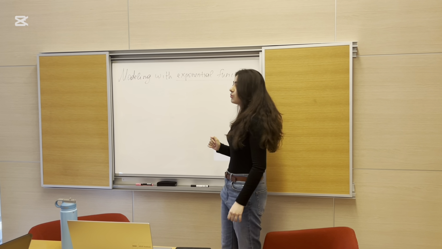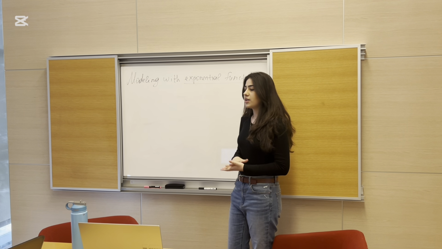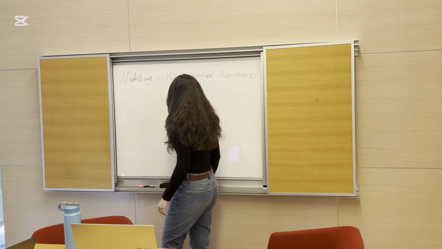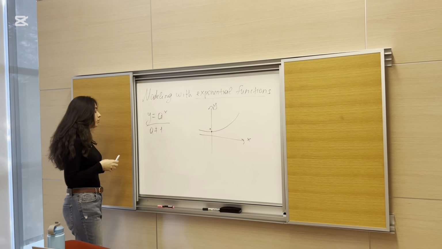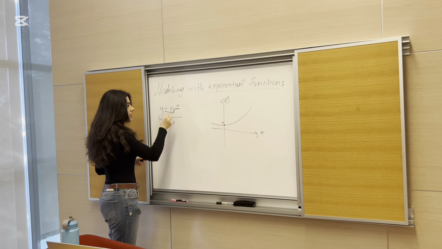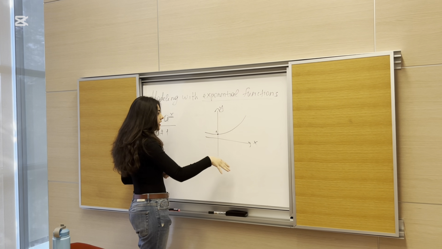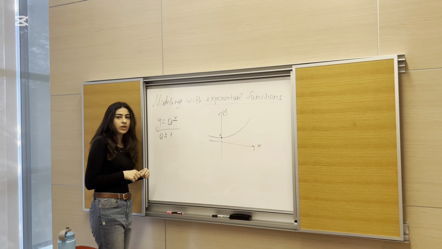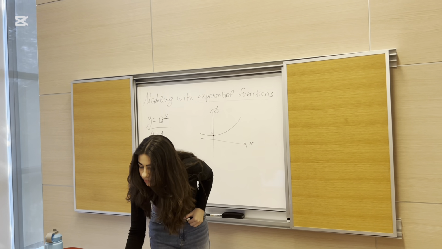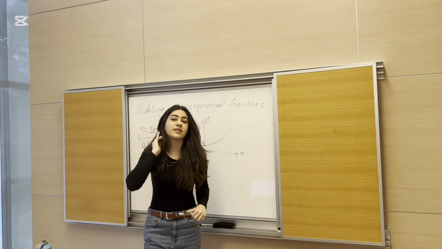Today we're going to talk about modeling with exponential functions. I'm going to start with the definition of an exponential function. An exponential function can be written like this, where a is a constant. It could be any number except for 1, and the variable x is the exponent. It can represent either rapid growth or decay. However, today we're going to expand more on exponential growth, doubling time.